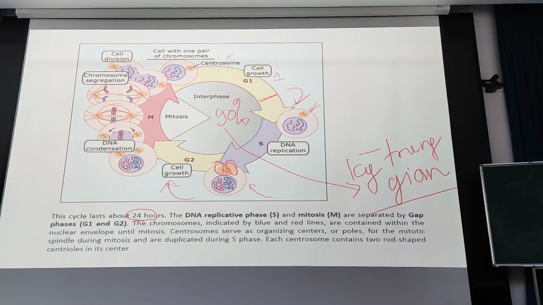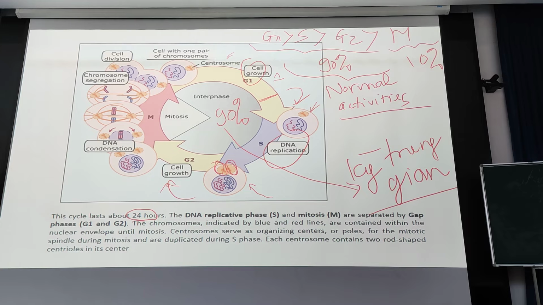For this slide, please remember this order: G1, S, G2, and M. M is mitosis. This happens only in 10% of the time of the life cycle, while interphase is 90%. And what happens in the interphase? Cell growth, DNA replication, and the normal activity happen in this interphase.